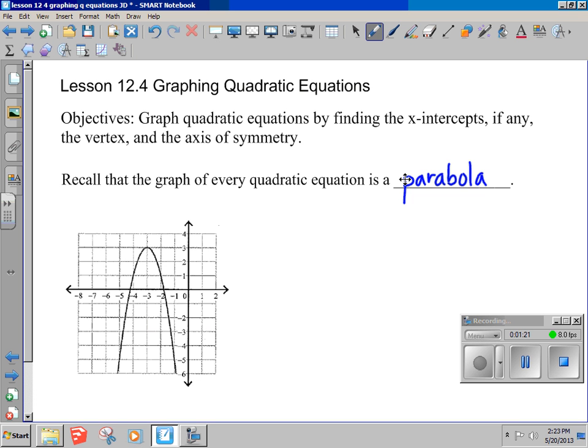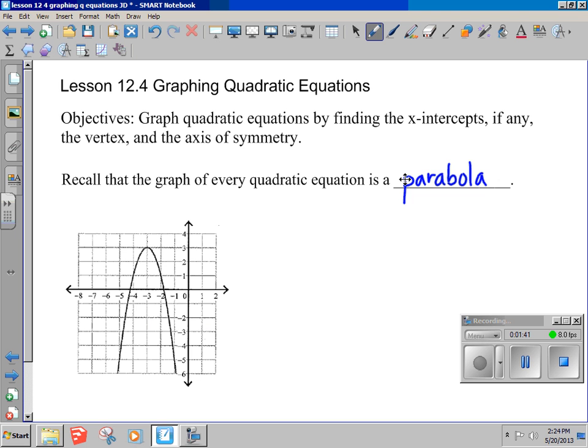Okay, so this is a parabola. This picture here is a picture of a parabola, and in our objectives, we say we're going to graph quadratic equations by finding the x-intercepts, if any, the vertex and the axis of symmetry. So I just wanted to point out what we're talking about in the big picture here today. This is a parabola, so it's the graph of a quadratic equation.